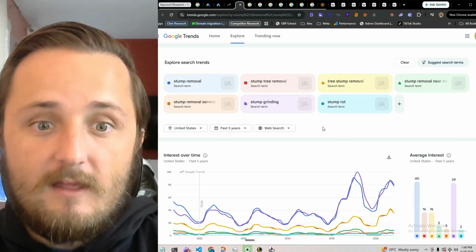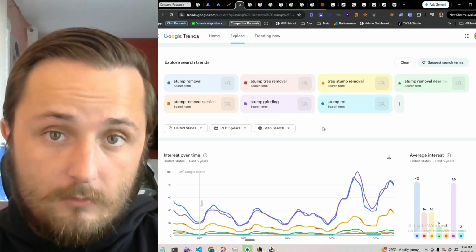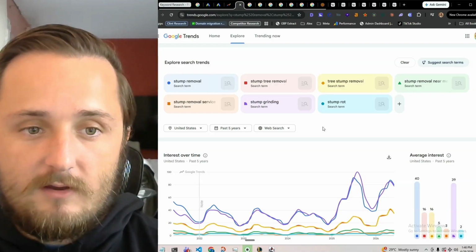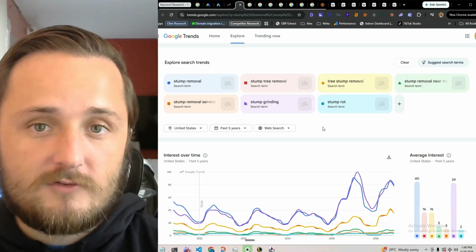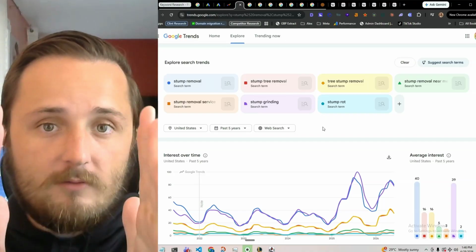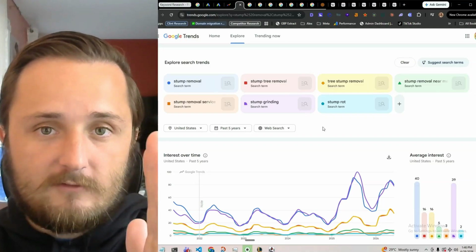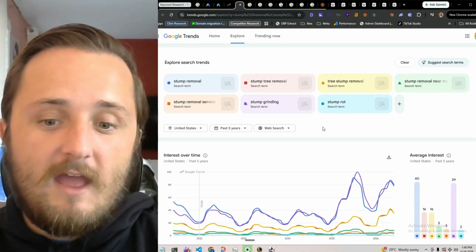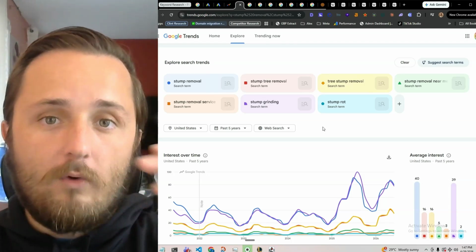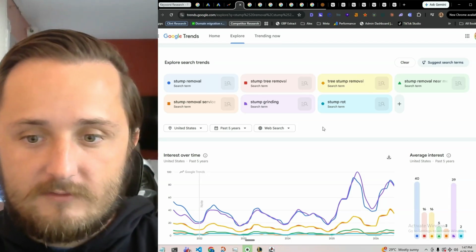And again, now that we've added more words to Google Trends, it's showing us how much these are searched for in relation to each other. This is not the total amount of times that it's being searched. This is telling us, out of all of these, comparatively, what is being searched for more often.